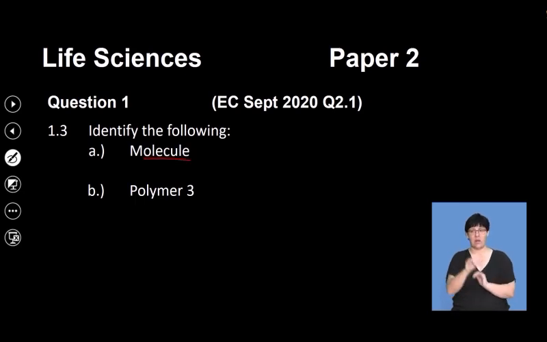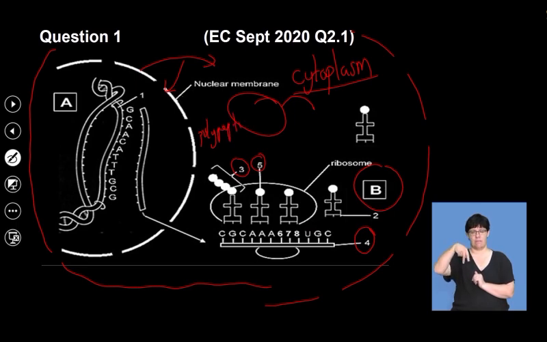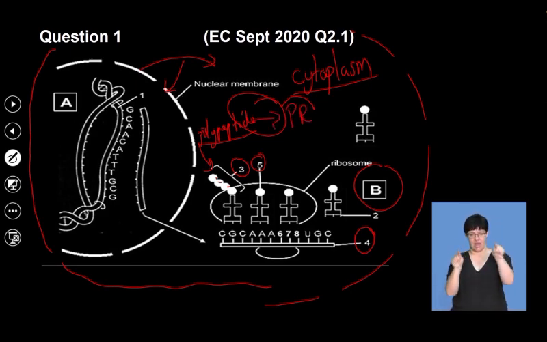Identify the following molecules. Okay, polymer 3, and I'm sure this points to molecules. Let's look at the diagram. We're looking at molecules 3, 5, and 4. So we've clearly identified number 3 as a polypeptide chain, which is made up of many amino acids held together in a chain, which will eventually be joined with other polypeptides to form a protein. So polypeptides held together form proteins.